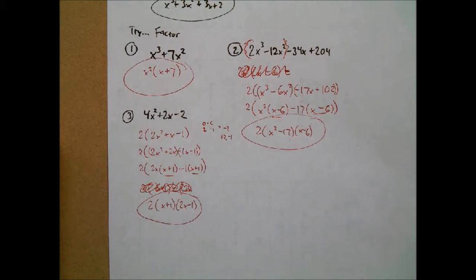Number 1, just GCF alone. That's all you got to do. Factor out a greatest common factor. Okay, x squared goes out, x plus 7 is left over. There's nothing you can do to factor out x plus 7 anymore. You're done.